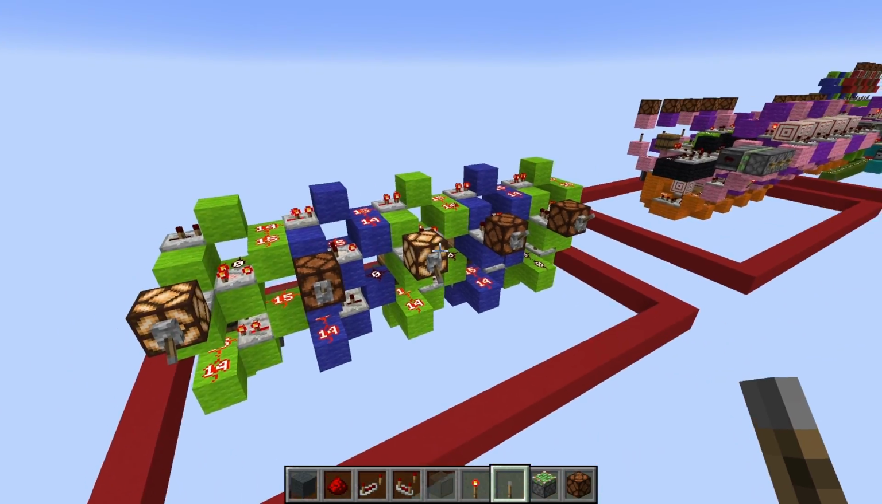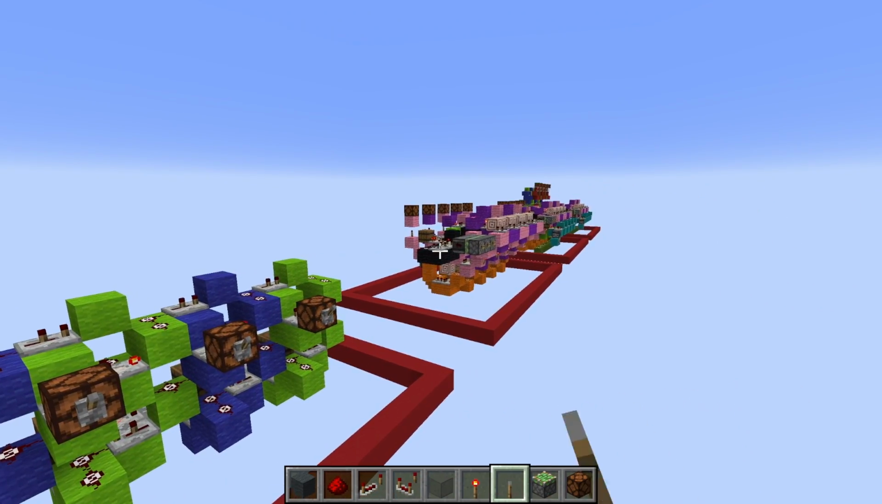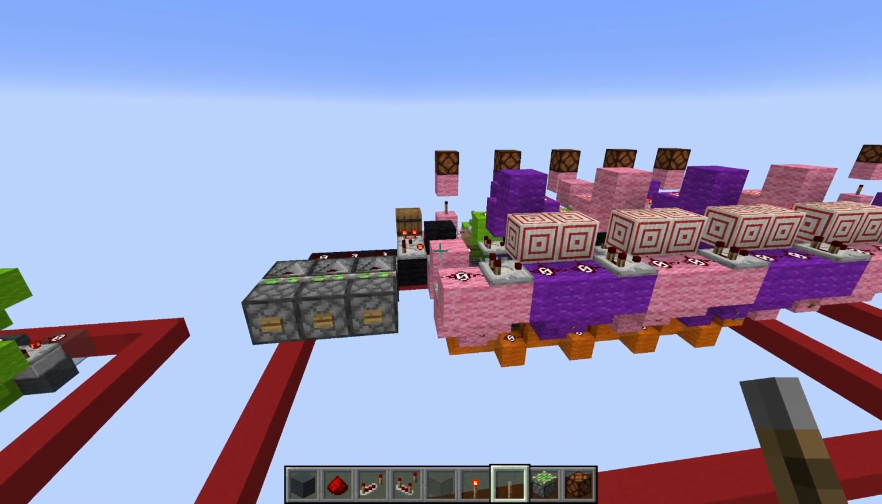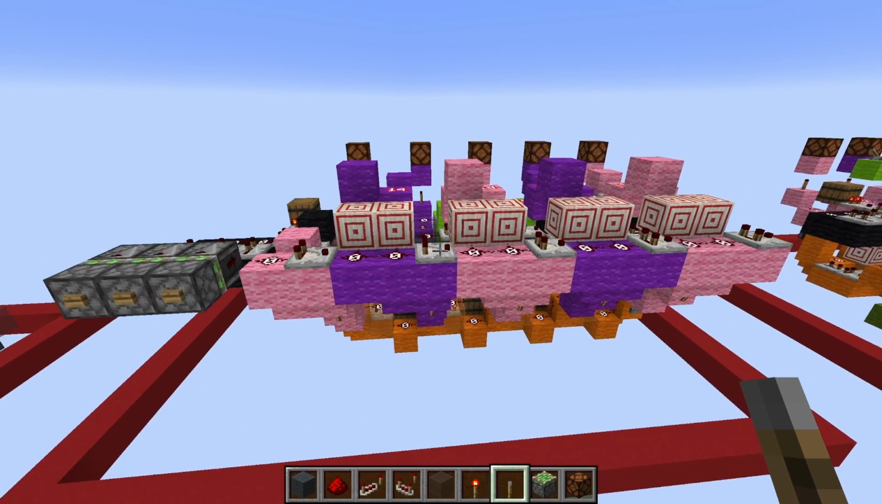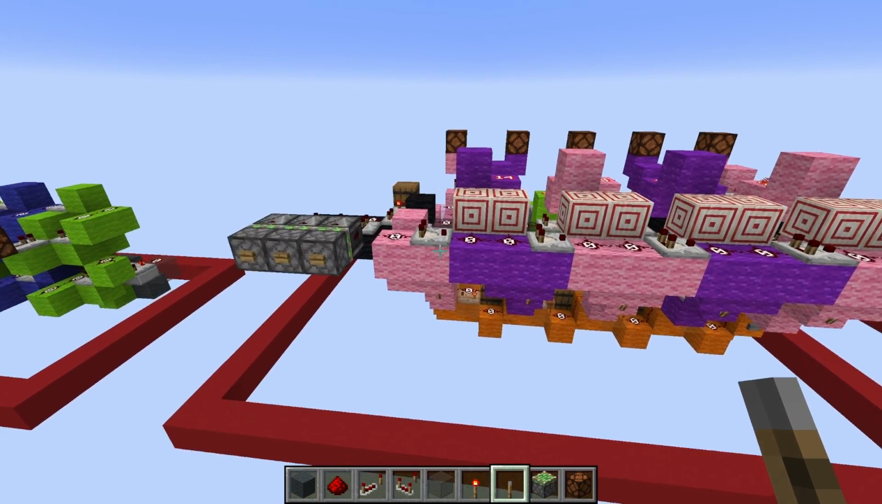That's the circuit that governs the within 3 rule. Let's move on to the next part of the machine. Now, this right here is a fair bit more complicated. So this part of the machine keeps track of where each player is.